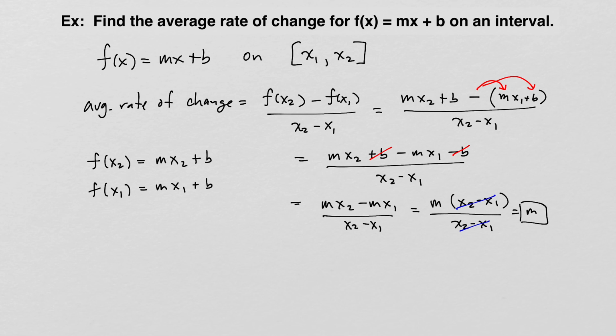So what is that? Well, the average rate of change for a linear function is m, because what is m? M is the slope of the line, right? So the average rate of change for a line is the slope.